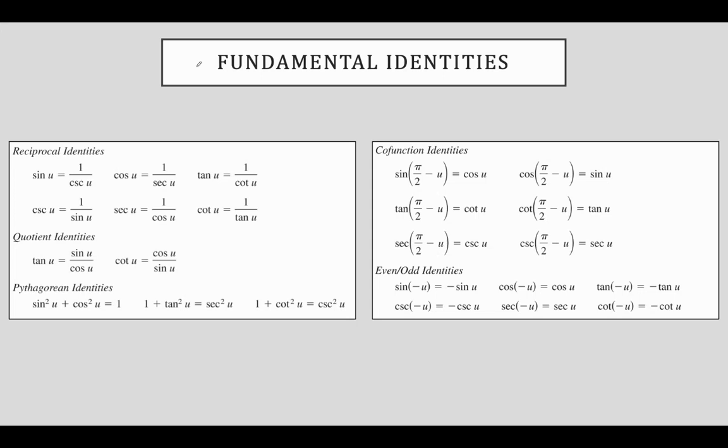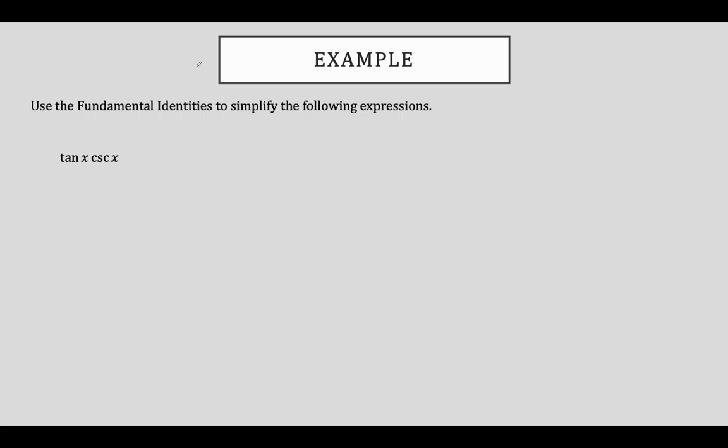So here's a list of all of our fundamental identities that we covered in the last video. We've got our reciprocal identities, quotient identities, Pythagorean identities, cofunction identities, and our even and odd identities. As I said, make sure you have all these written down in your notes and have them handy as we complete the following problems and as you complete the problems in the problem set for homework. It's going to be super helpful, and if you know them, it's going to be even easier for you to do these problems. So let's see if we can't do some examples.